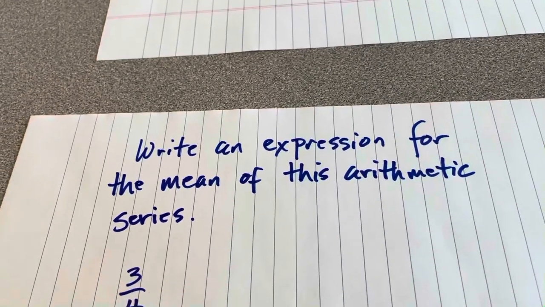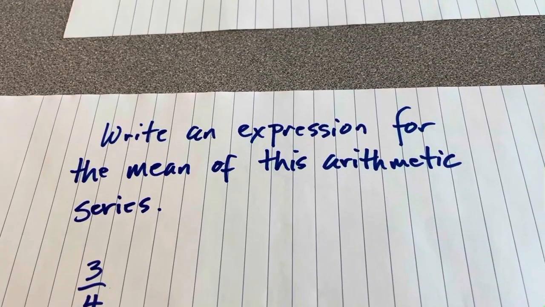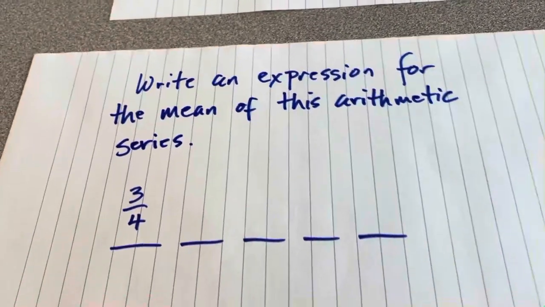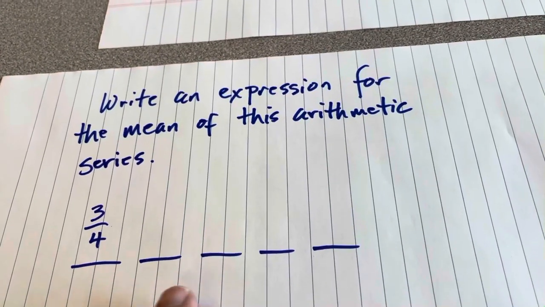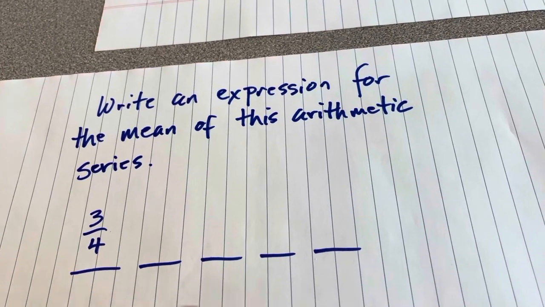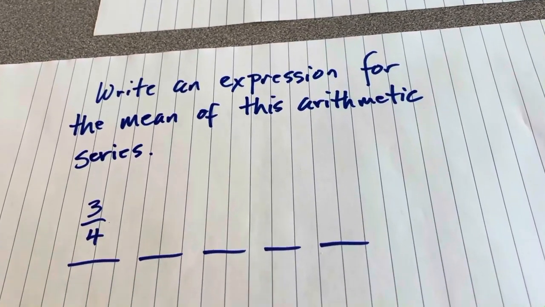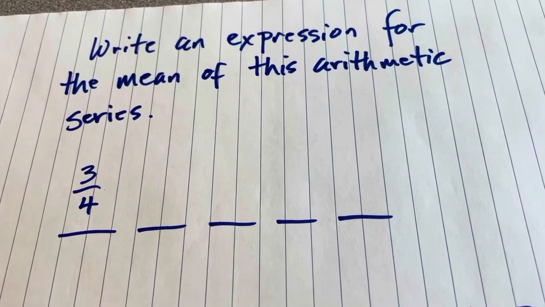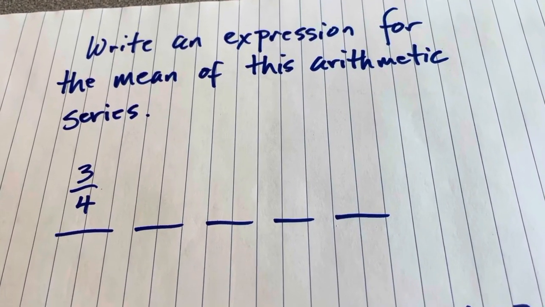All right, let's consider this problem. Write an expression for the mean of this arithmetic series: 3/4 and then blank, blank, blank, blank. So the question is, we have 5 terms here. The first one's 3/4, and we want to write an expression for the mean, that is the average.